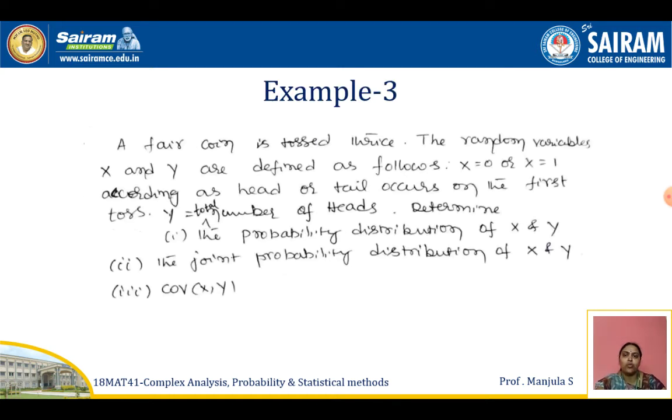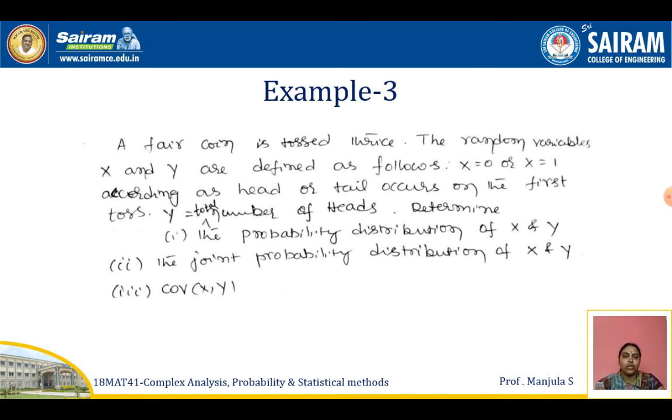Now we'll see one more problem on joint probability distribution. A fair coin is tossed thrice. You just see here, the coin is going to be tossed three times. The random variables x and y are defined as follows: x equals 0 or x equals 1 according as head or tail occurs in the first toss. So in the first toss, head means 0 and tail means 1. This is the x value. And y represents the total number of heads occurring in the tosses.